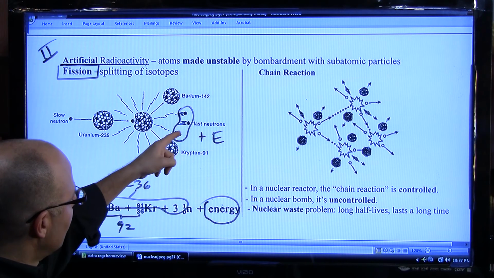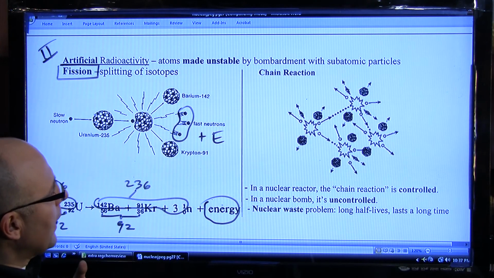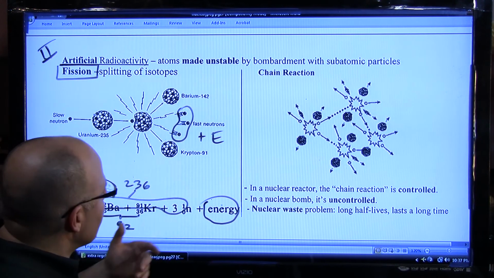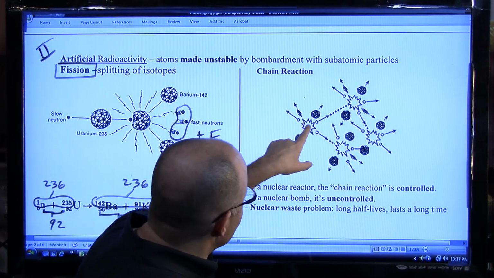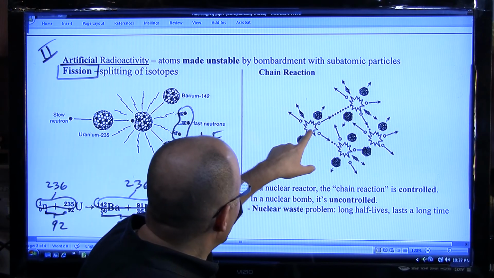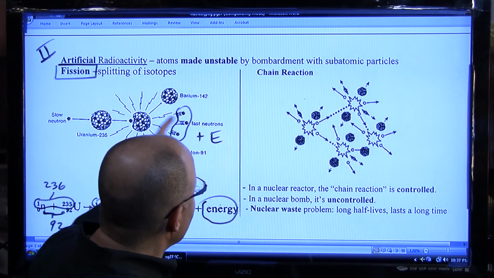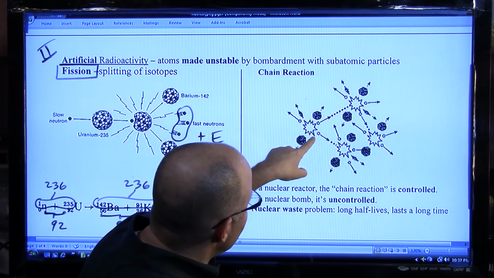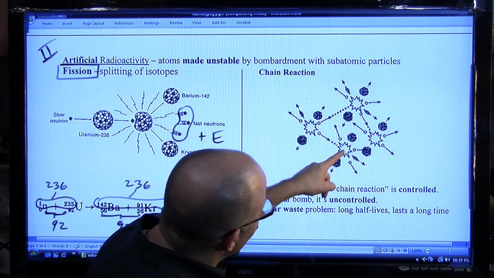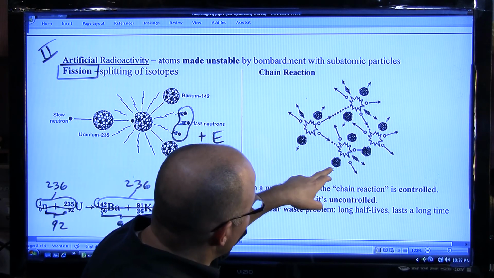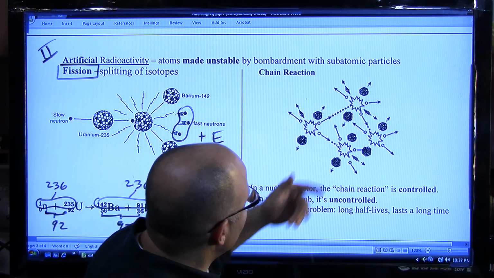What happens is that these 3 neutrons continue to split more uranium in something which is called a chain reaction, and that's what I have depicted here. These little explosions are after the first neutron splits the uranium, and the 3 neutrons are ejected. Each of those neutrons goes to split more uranium, which splits into smaller particles and more neutrons that come out and split more uranium, and so on and so on.